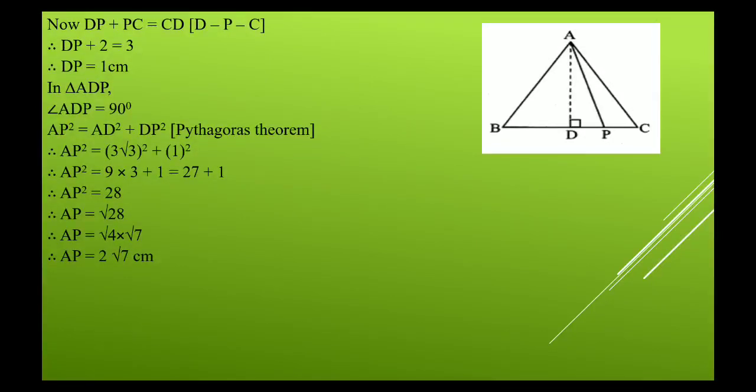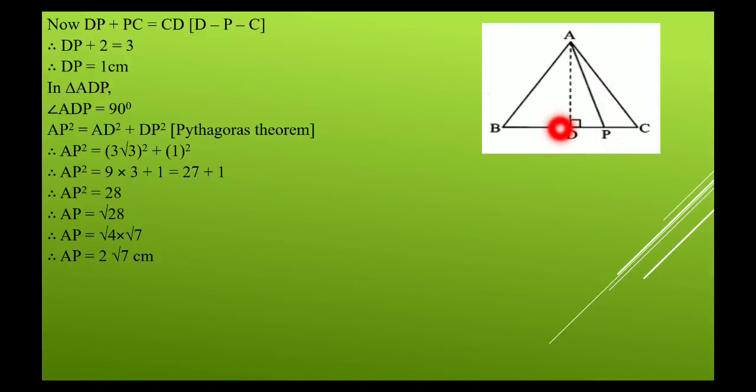Since DC is a formation of DP plus PC, D, P, C are collinear. DP plus 2. PC value we got just now from statement number 1, that value is 2, and CD value just now we got 3. So DP is equal to, when we bring this to the right hand side, 3 minus 2 is 1. So DP value is how much? 1 centimeter.